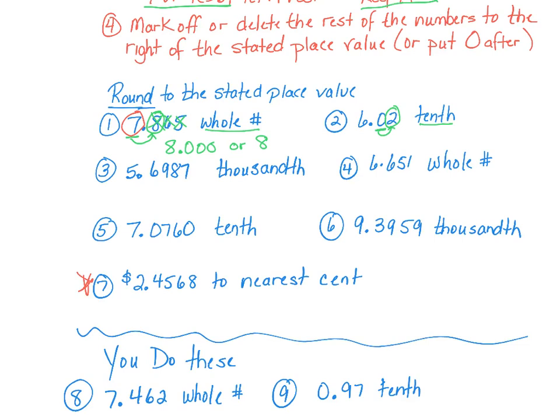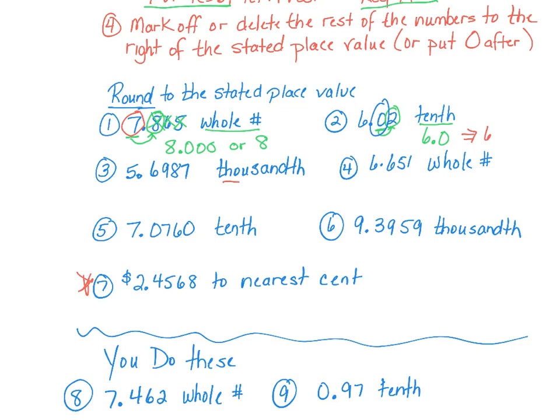So my answer is going to be 6.0. Here is the place value right here that I'm rounding to. So I'm going to leave that 0 there because it shows the reader that it has been rounded to the nearest 10th. Is that the same as 6? Absolutely.